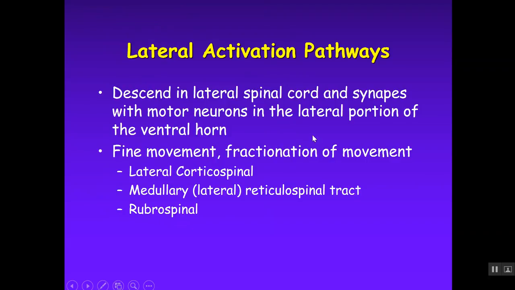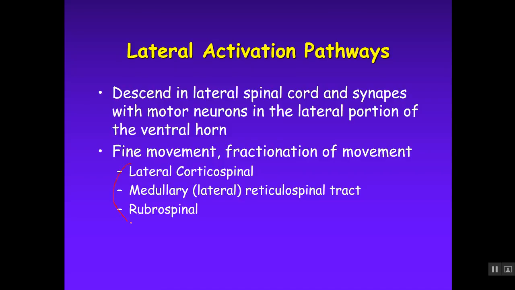All right, lateral activation pathways, less of these, right? And we've already gone through a lot of the structures we need to worry about. So what do these do? These descend in the lateral spinal cord and synapse with motor neurons in the lateral portion of the ventral horn, and they're for fine movement, fractionation of movement. So that's distal control, voluntary distal control for the most part. Not totally, but for the most part.